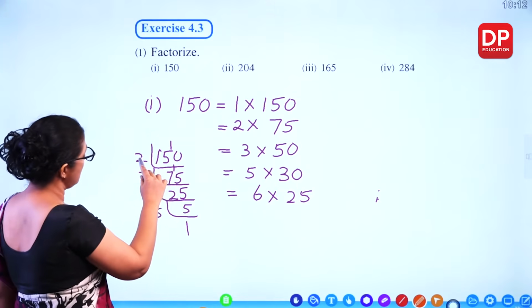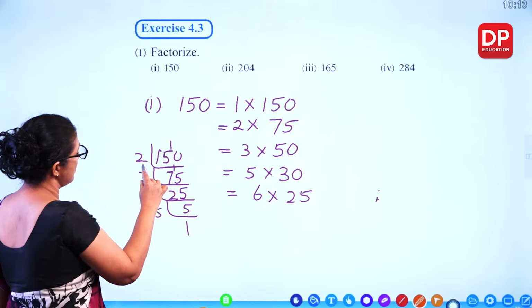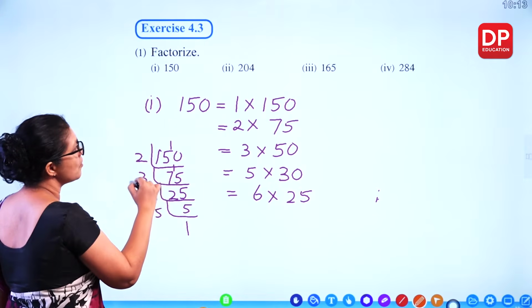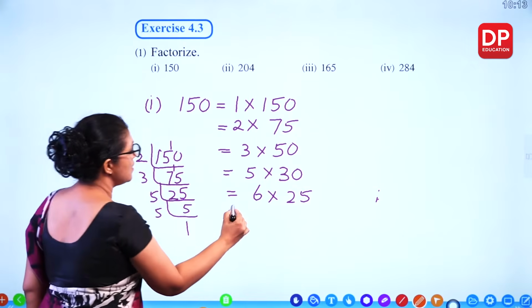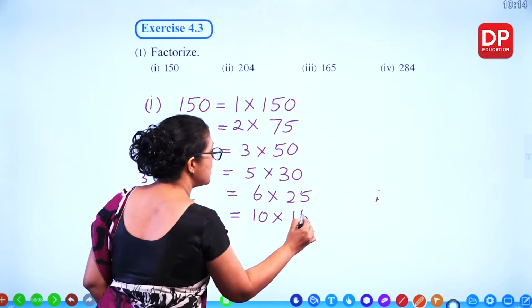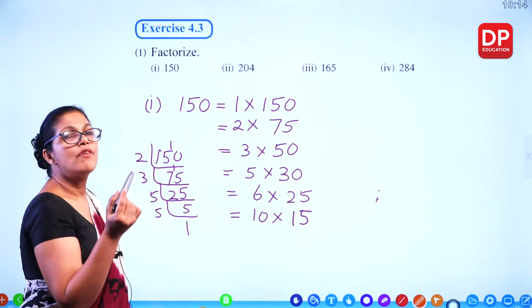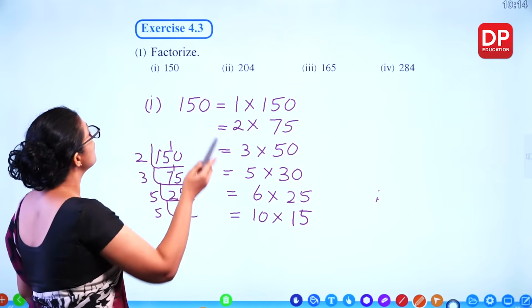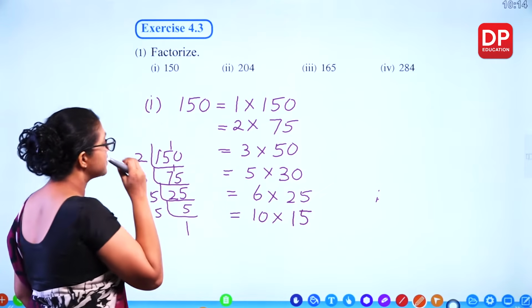And what else? 10, 15. You can get 15, 10. We'll do 10. 10 times 15. So these are the factors of 150. So when you ask to factorize, you can find out what are the possible products.